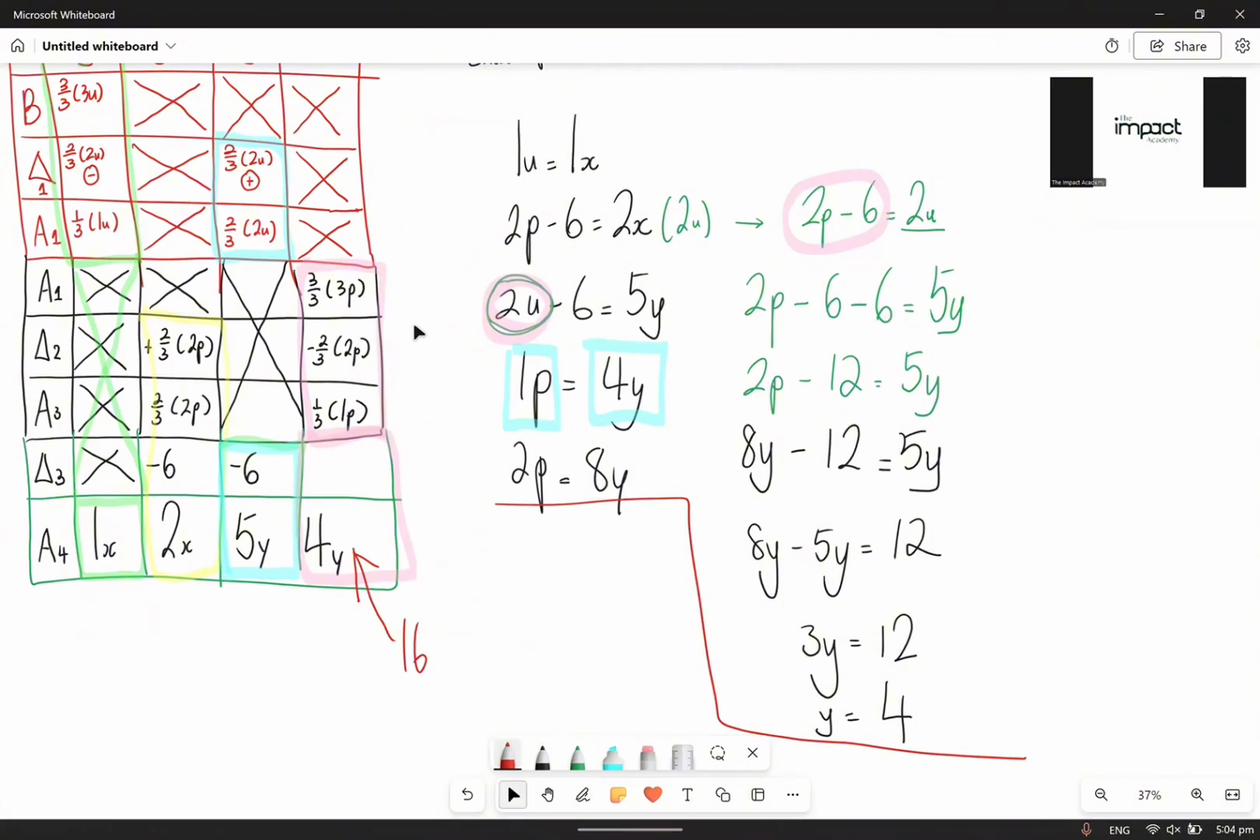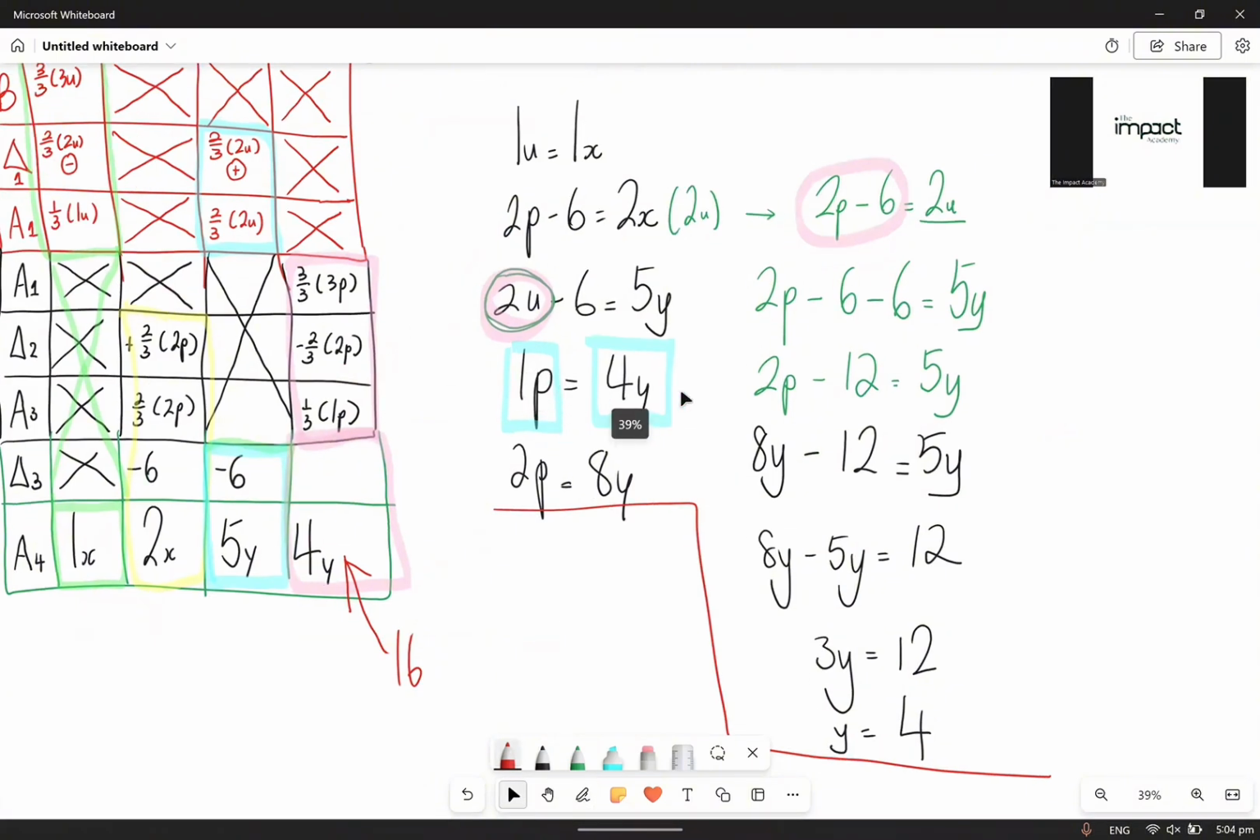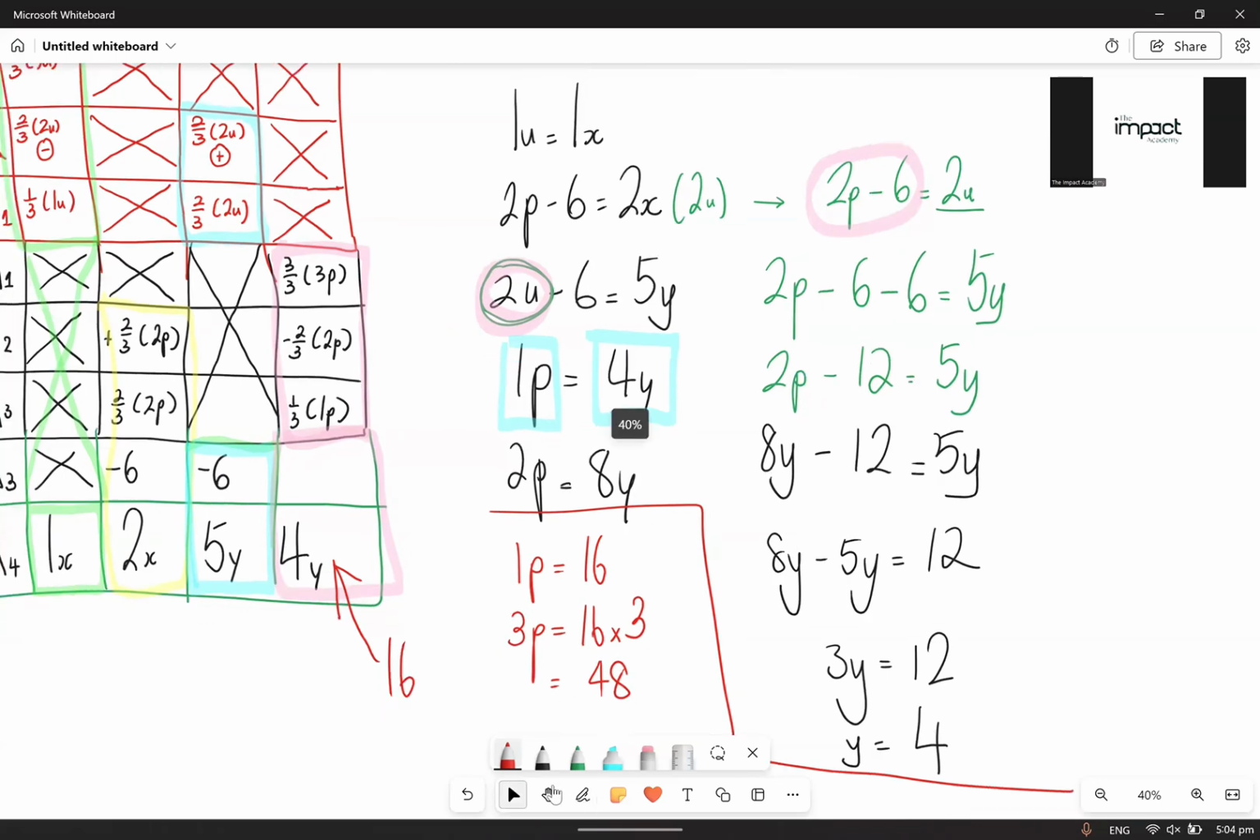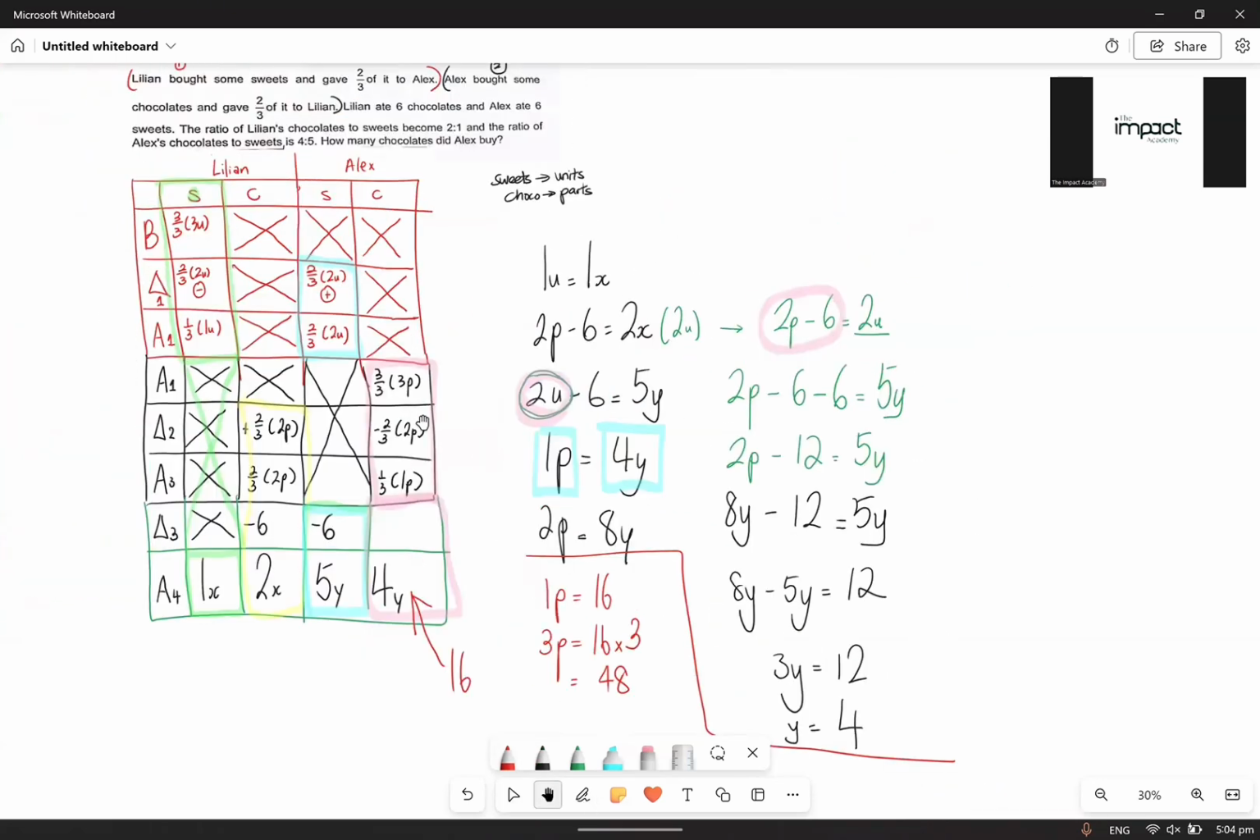If this is 16, you all remember I said 1 part is equals to 4y? And 4y is 16, right? So isn't it true that 1 part is equals to 16? Do you agree or disagree? How many chocolates did he buy? 3 parts. Isn't 3 parts equals to 16 times 3? All right, and therefore my answer for this question has to be 48. Let's double confirm. Did Alex buy 48? Yes, absolutely, because this is where Alex bought his chocolate.